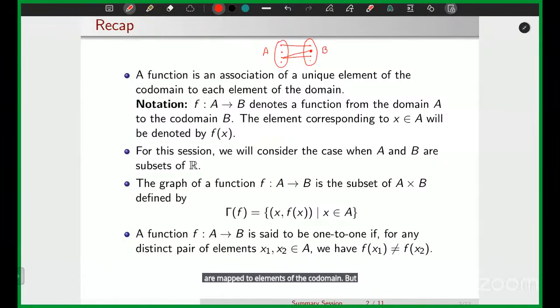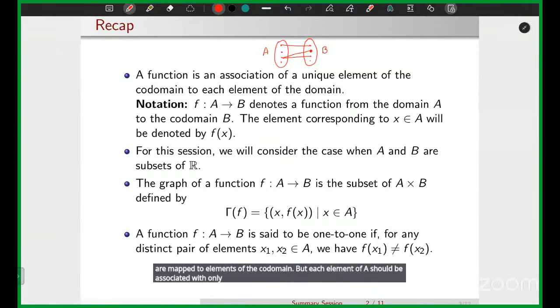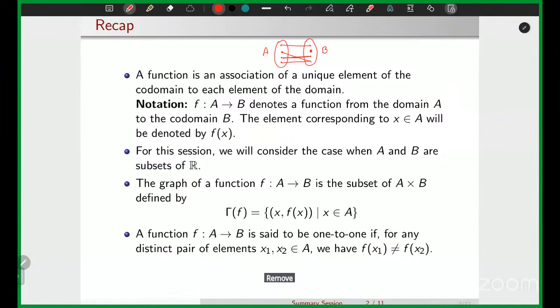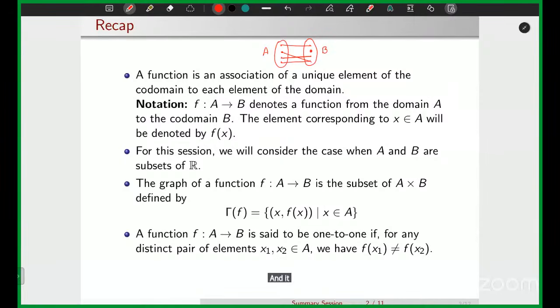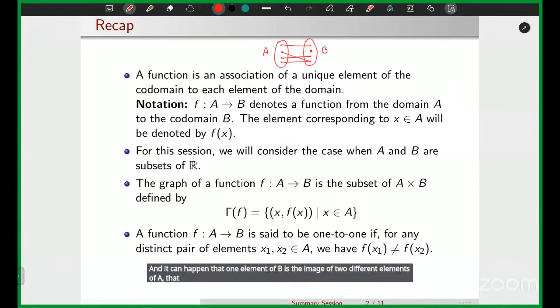But each element of A should be associated with only one corresponding B. There should not be any elements of A without any images and so on. So this is not a function, but if I remove this, this is a function. It can happen that elements of B are not images of any point. That is okay. And it can happen that one element of B is the image of two different elements of A. That is also okay.